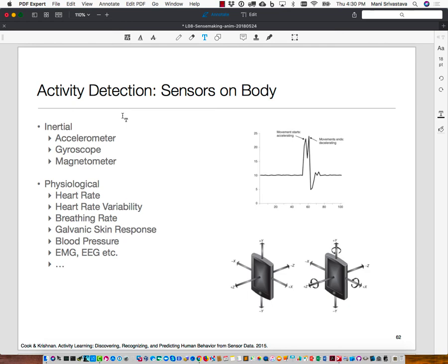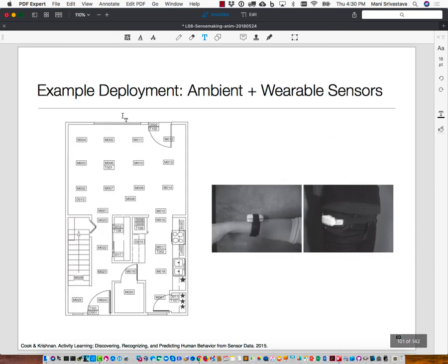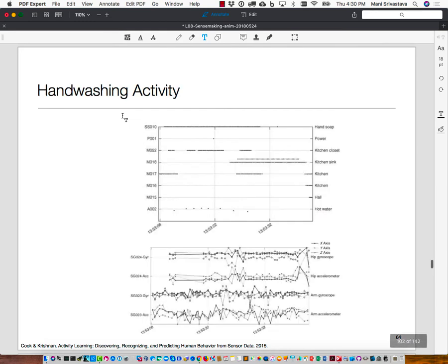So that's what this group started doing, and they deployed it. It's a project called CASA, and it's been running for a few years. They deploy sensors in space, and they have people wear a hip sensor and a wrist sensor in their particular case. And then you get these signatures of activity. This is how hand washing looks. You can see that there is activity at the kitchen sink, and then the kitchen closet. So presumably the person takes out something, I don't know, a towel or whatever, and then you see some signature of it in the gyro and the accelerometer on the hand and the hip.